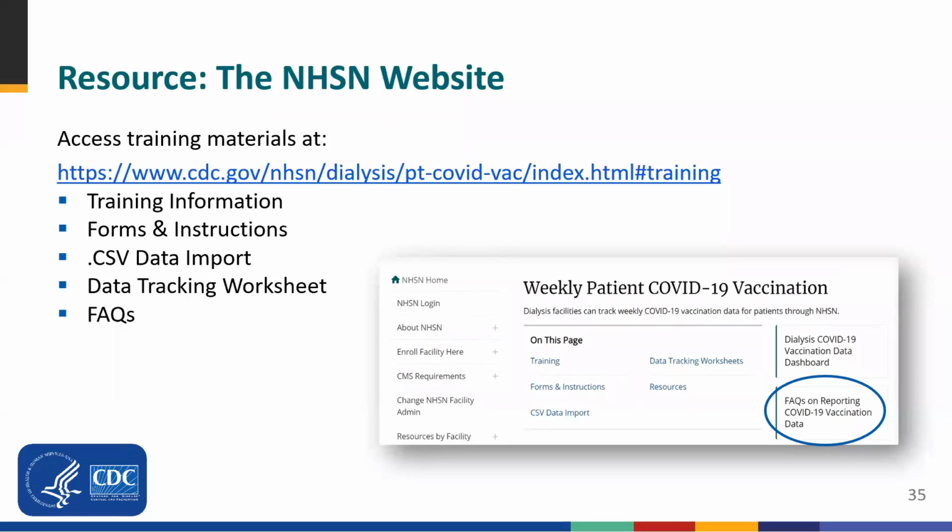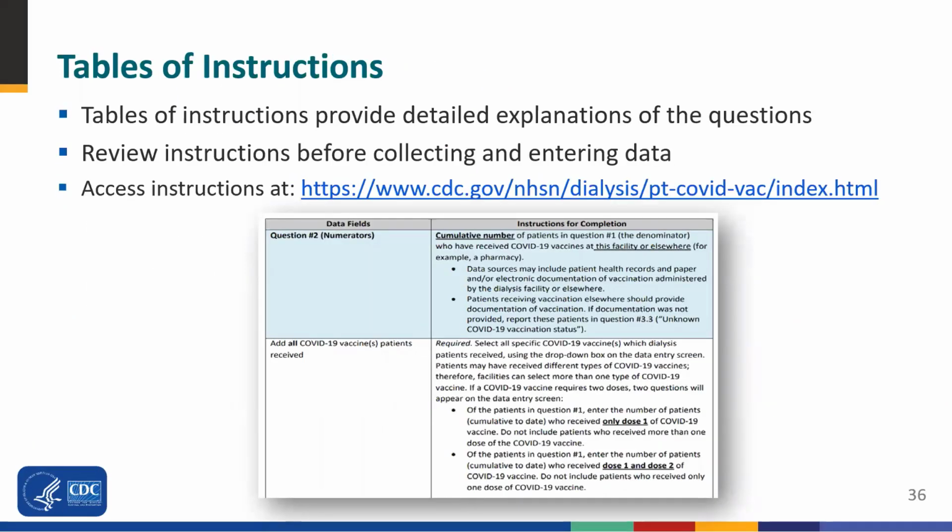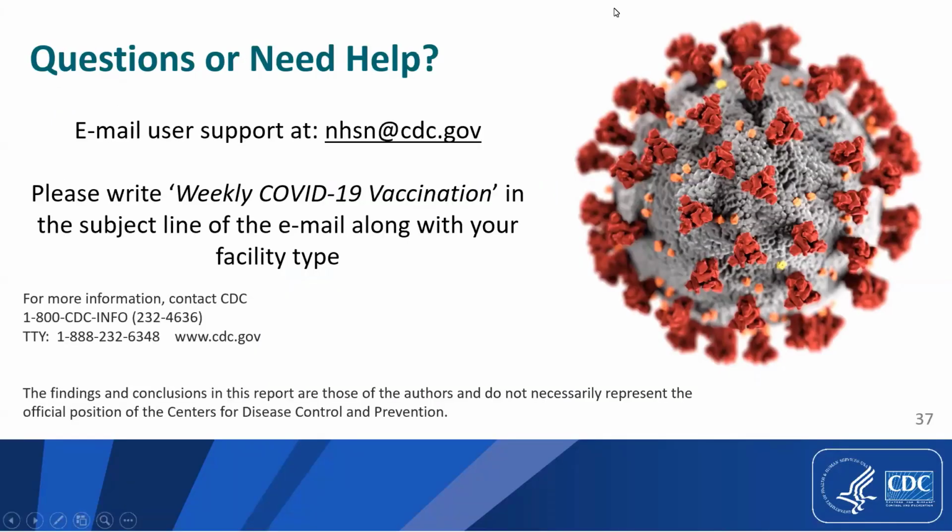You will also see a tab on the webpage to access frequently asked questions. CDC has created a tables of instructions document that provides definitions for all categories and questions on the data collection form. Facilities should review all instructions before collecting and entering COVID-19 vaccination data into NHSN. If you have any questions about NHSN, please send an email to usersupport@nhsn@cdc.gov. Please include weekly COVID-19 vaccination in the subject line of your email, along with your facility type.